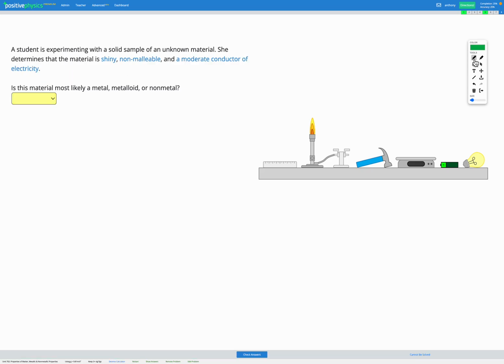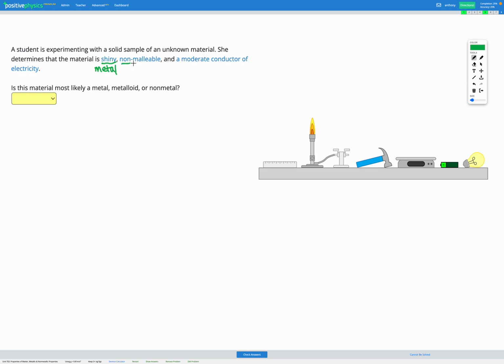Here we have one more sample of an unknown material. So again, let's look at the properties and determine whether they are properties of metals or non-metals. So firstly, it says the material is shiny. Typically, metals are shiny, whereas non-metals are dull. So that's a metal type property.